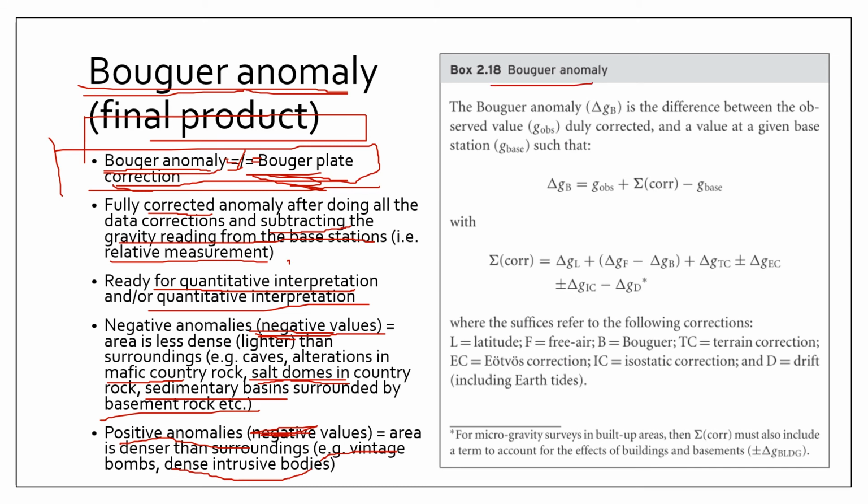Okay, so the Bouguer anomaly is basically the observed data plus the corrections, then minus the gravity reading at the base station. So corrections include latitude correction, free air correction, Bouguer plate correction, terrain correction, Outpost correction, isostatic correction. So this is another topic, but I won't be discussing that anymore. And you also have your drift corrections.